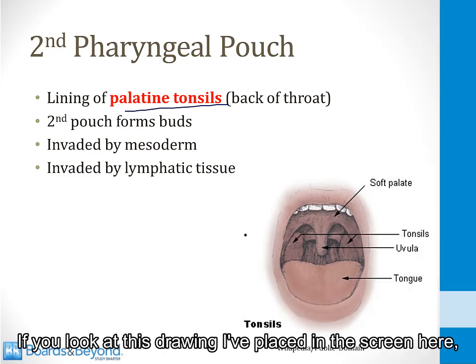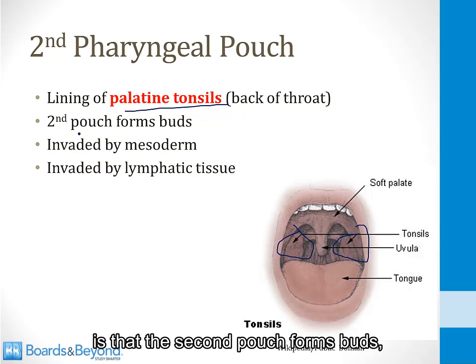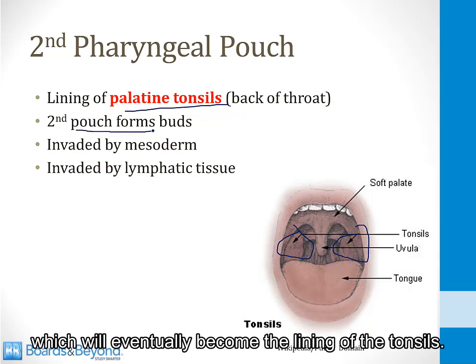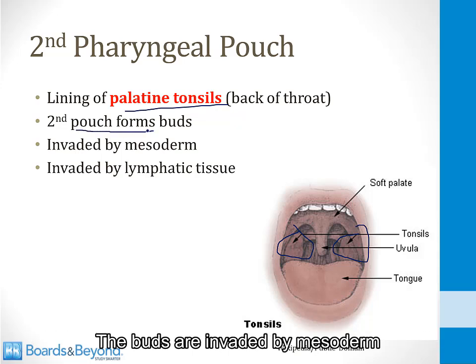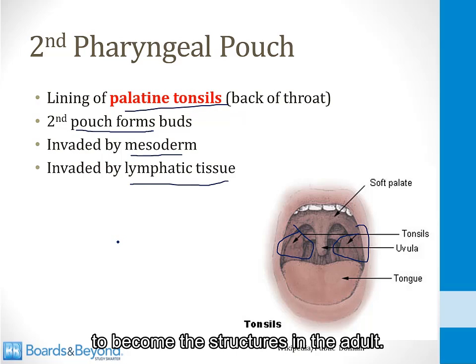The second pharyngeal pouch gives rise to the palatine tonsils in the back of the throat. If you look at this drawing I've placed on the screen here, these are the palatine tonsils on either side at the back of the throat. The way these tonsils develop is that the second pouch forms buds, which will eventually become the lining of the tonsils. The buds are invaded by mesoderm and later invaded by lymphatic tissue to become the structures in the adult.